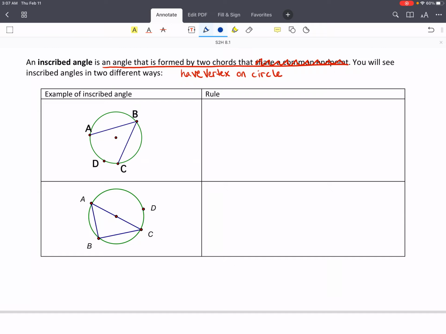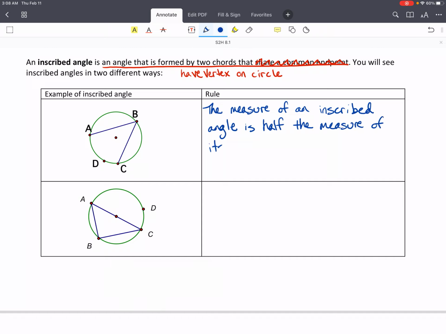Here's what you need to know. The measure of an inscribed angle is half the measure of its intercepted arc.